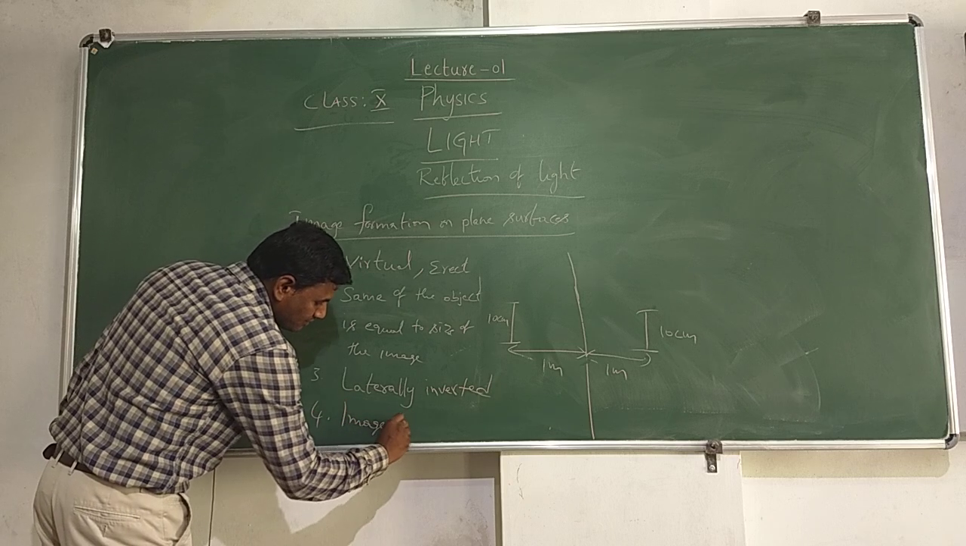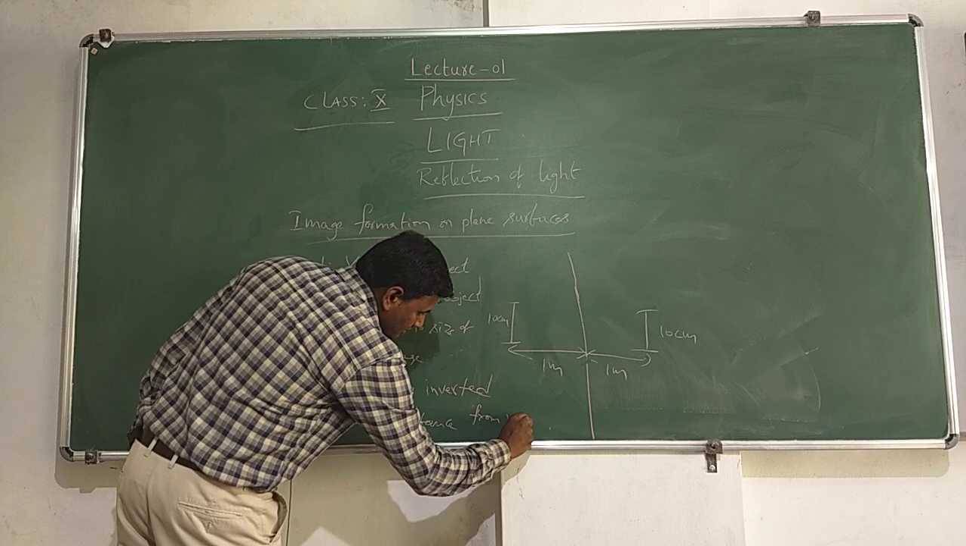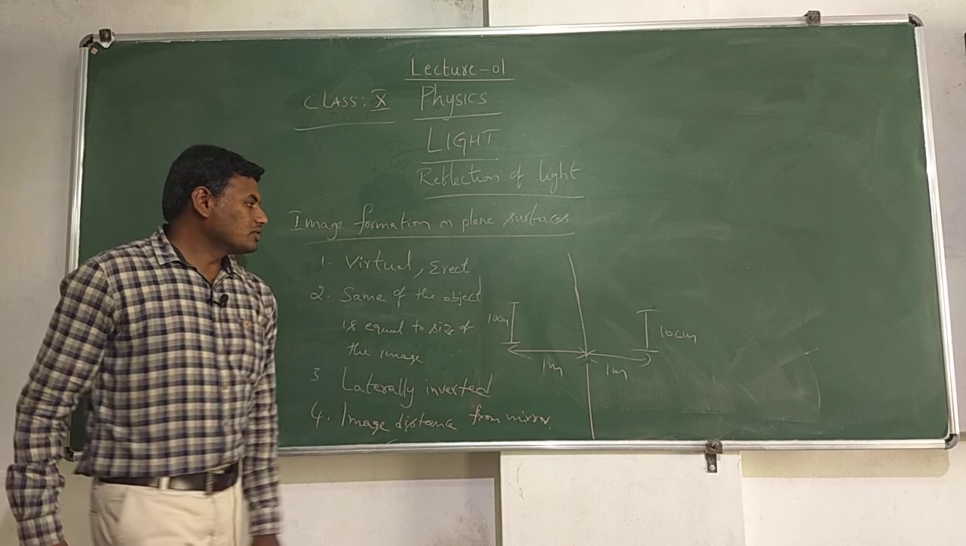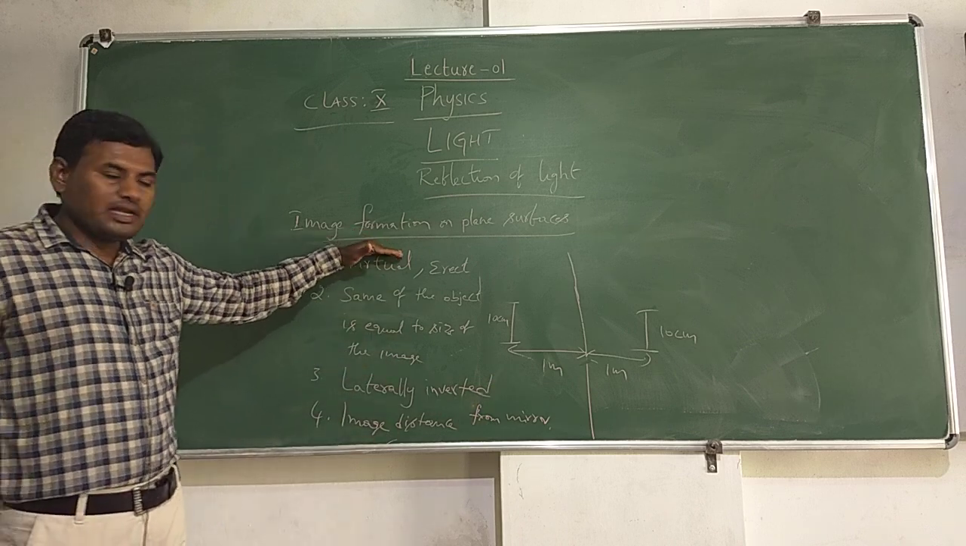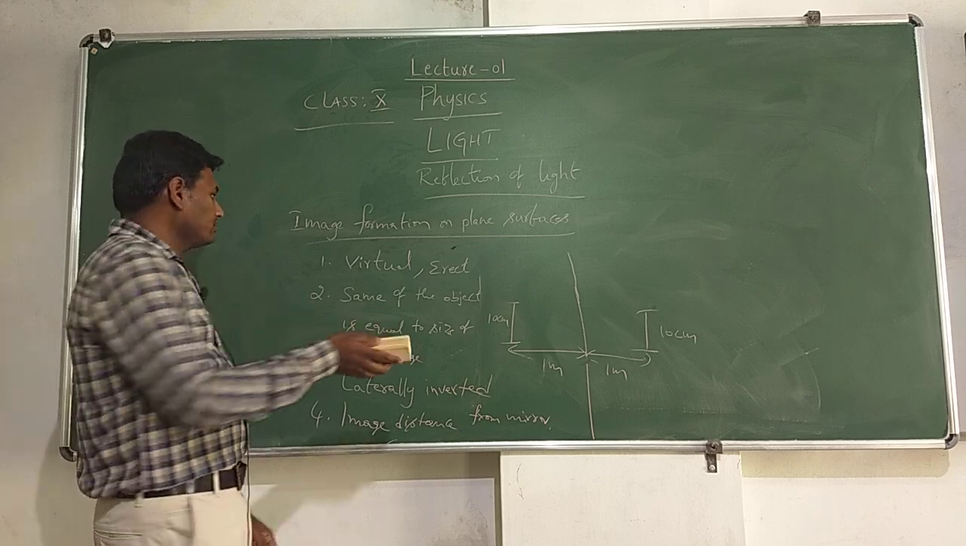Image distance from mirror will be equal to the object distance from the mirror. So, these are the characteristics of images formed by a plane mirror. Let us see the same with the help of a ray diagram.